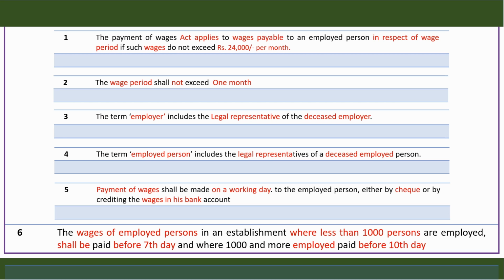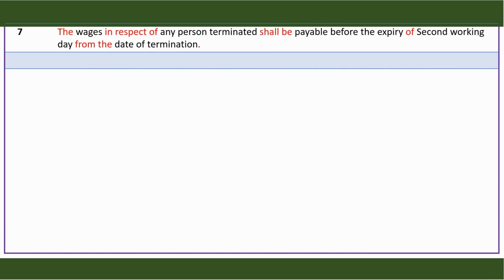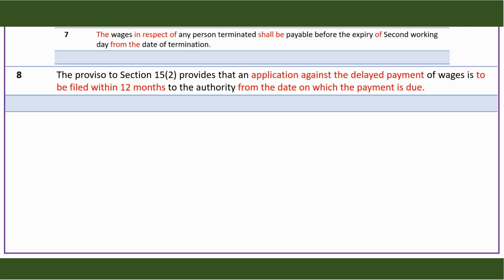Wages are being paid for employed persons, and the number of persons employed is less than 1,000 within 7 days of the completion of wage period, where more than 1,000 it has to be paid before 10th day after the wage period. Where a person is terminated, his settlement has to be made before second working day. Where there is a delay in payment, an application could be filed against it and the period is up to 12 months from the day when the payment is due.